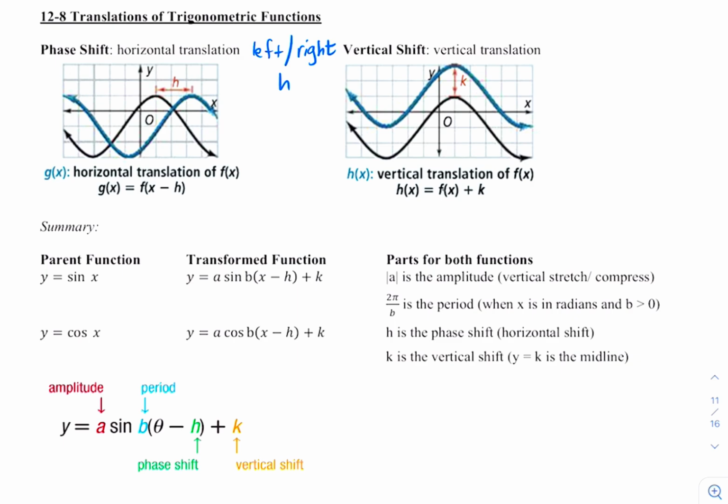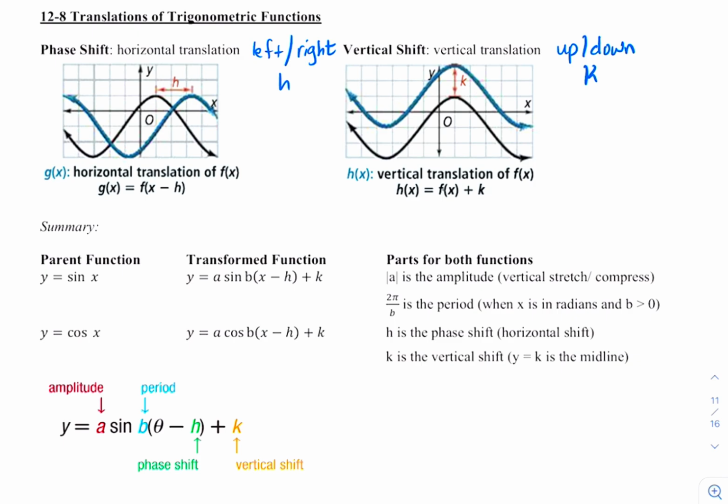And then when we're talking about this vertical translation, that means that our graph is going to shift either up or down. And we are using k in our equation to represent that. Now, all the other transformations are still the same.